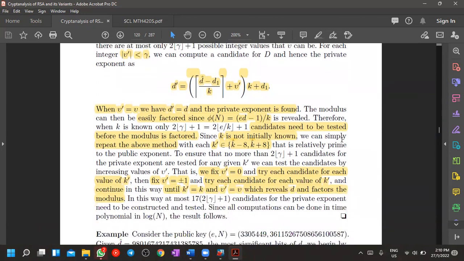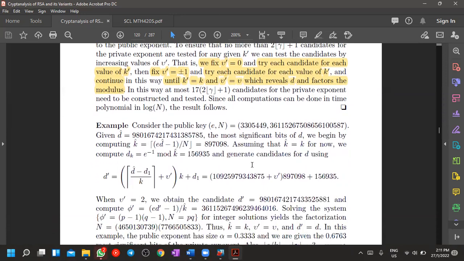Since K is not initially known, we can simply repeat the above method with each K prime in this condition. That is, we fix V prime equals 0 and try each candidate for each value of K prime. Then we fix V prime equals plus or minus 1 and try each candidate for each value of K prime. We can continue in this way until K prime equals K and V prime equals V, which reveals D and factors the modulus.